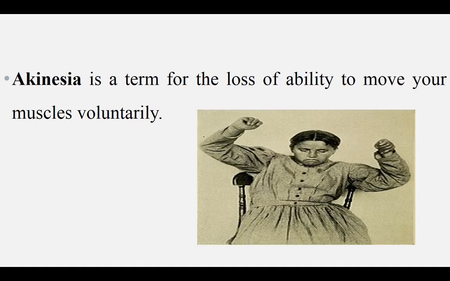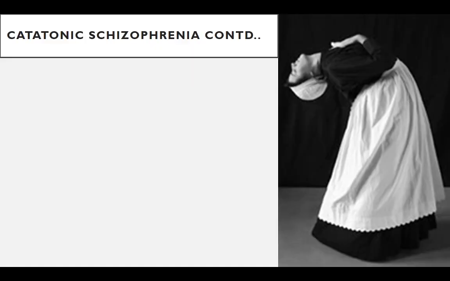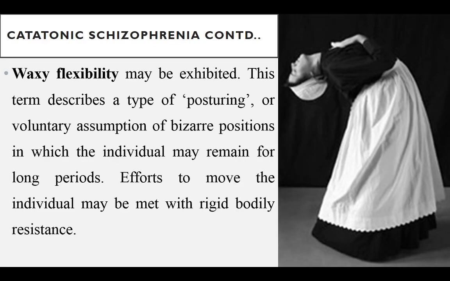Now, akinesia is a term for the loss of ability to move your muscles voluntarily. Okay, so this is a picture of catatonic stupor. Now let's see what waxy flexibility is. Waxy flexibility may be exhibited in catatonic schizophrenia.